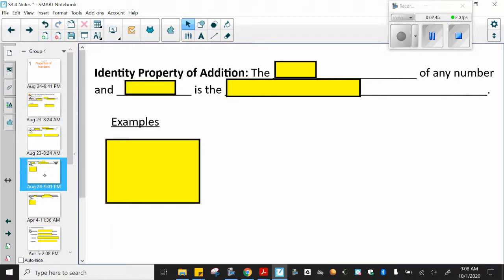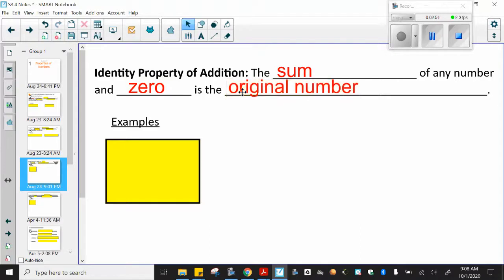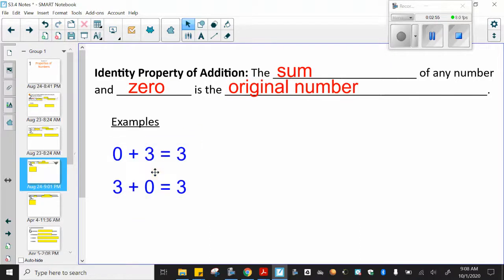Next, we have the identity property of addition. The sum of any number and 0 is the original number, right? If you add 0 to anything, you know that it makes the same number. 0 plus 3 makes 3, or 3 plus 0 makes 3. All right, so adding 0 is the identity property of addition. It keeps its own identity.